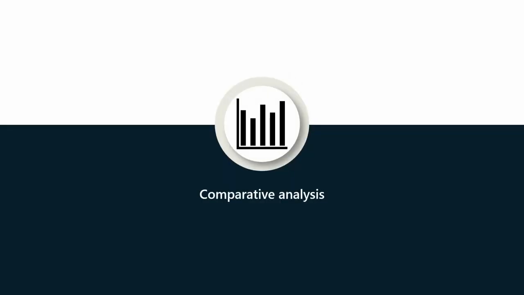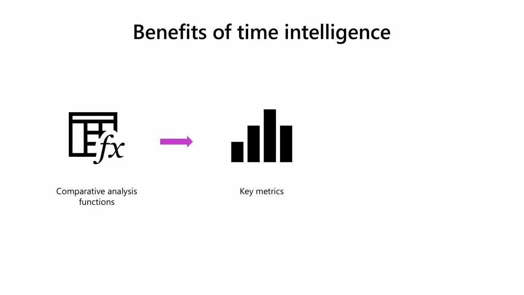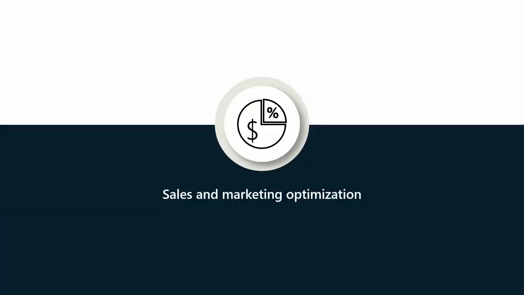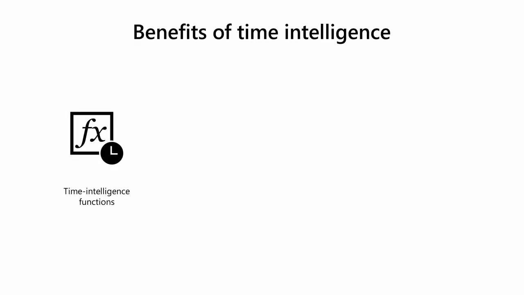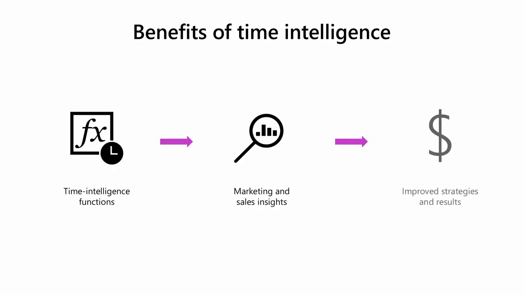Time intelligence calculations facilitate comparative analysis. An example of this is year-over-year or YOY functions. AdventureWorks can compare its current growth rate, sales performance, and other metrics against data from previous years to analyze its progress. Time intelligence also facilitates the optimization of sales and marketing strategies. AdventureWorks can analyze its sales trends and the impact of its marketing efforts over time. It can then use the results of these analyses to fine-tune its marketing strategies and sales tactics to improve its results.